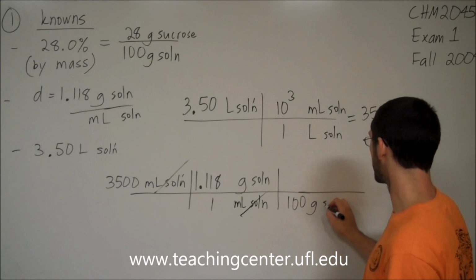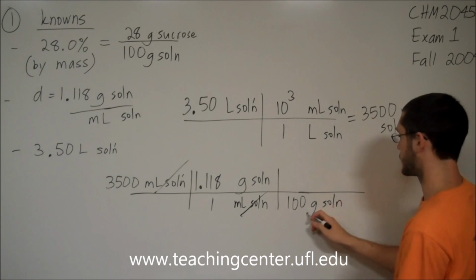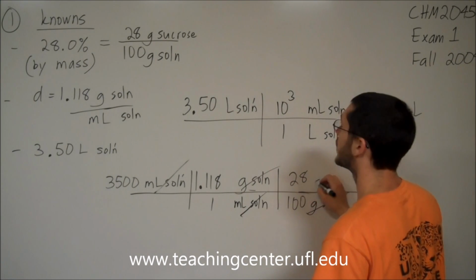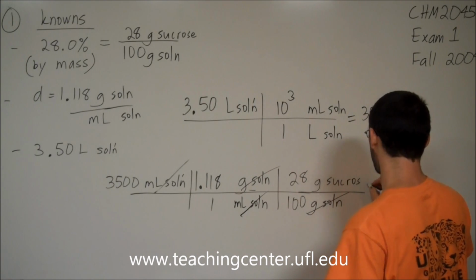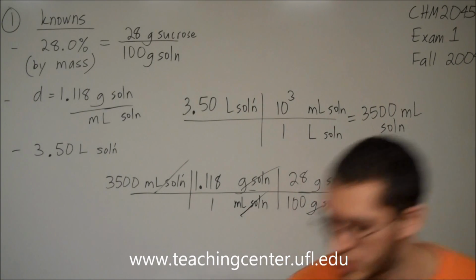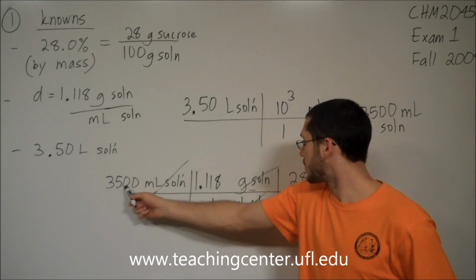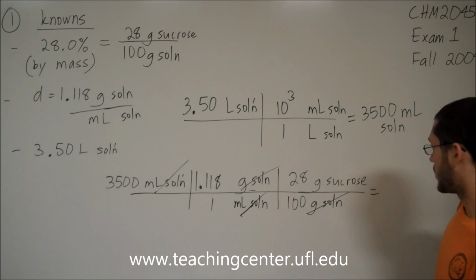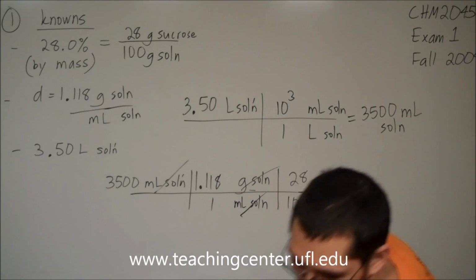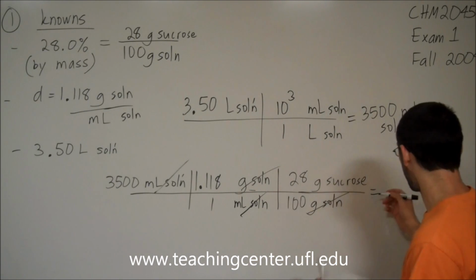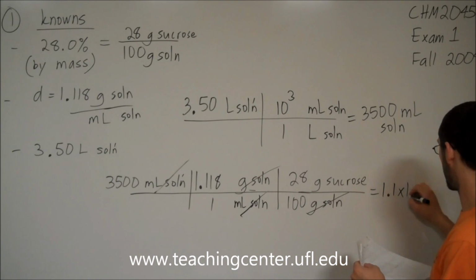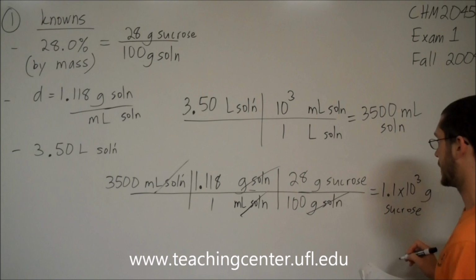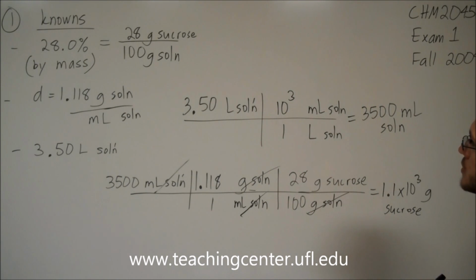100 grams solution. I have to put gram solution on the bottom so that gram solutions cancel. I'm going to put 28 grams of sucrose up top. Then you punch in those numbers, multiply this number with this number with this number, and then divide by every number on the bottom. Once you do that, the correct answer is 1.1 times 10 to the third grams of sucrose. Yeah, that should do it.